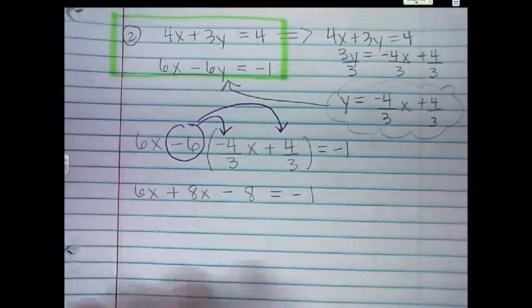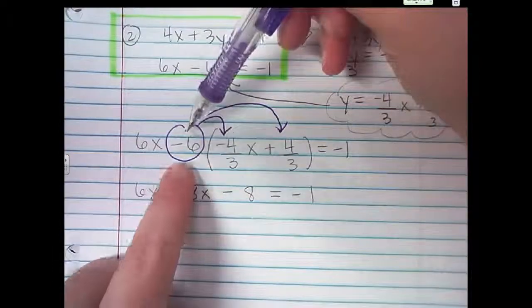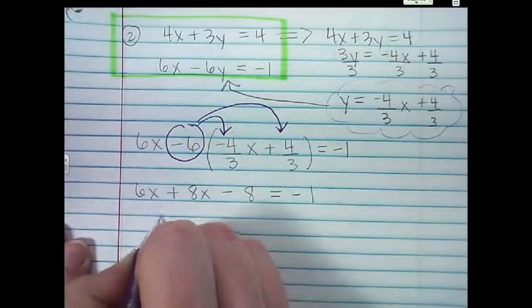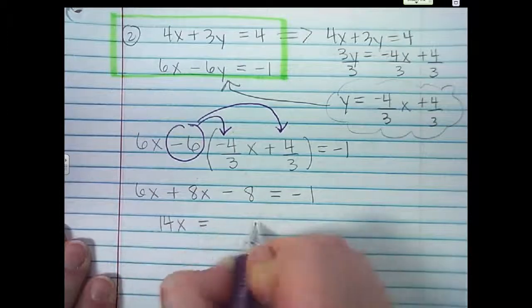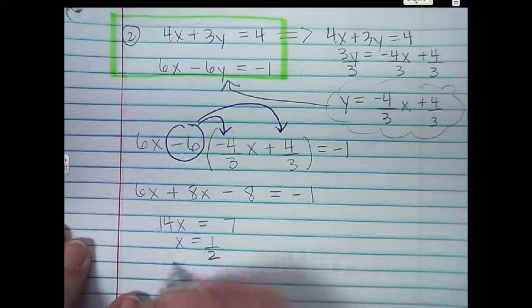Okay, so you can use your calculator to do negative 6 times negative 4/3, you'll get positive 8. Negative 6 times positive 4/3, negative 8. So 14x equals, what, 7? x equals 1/2.